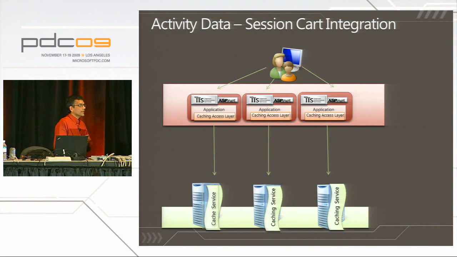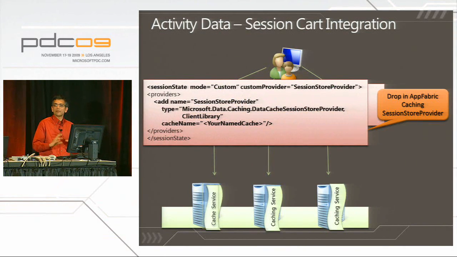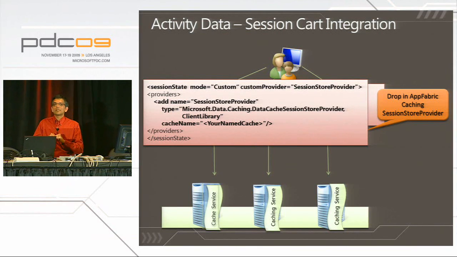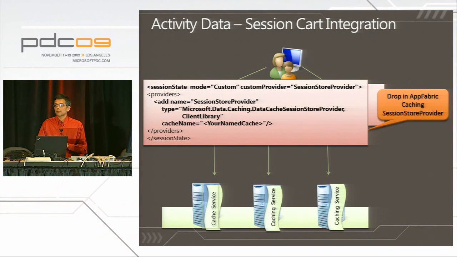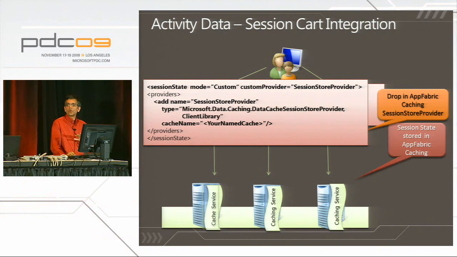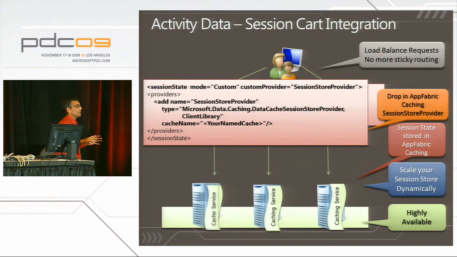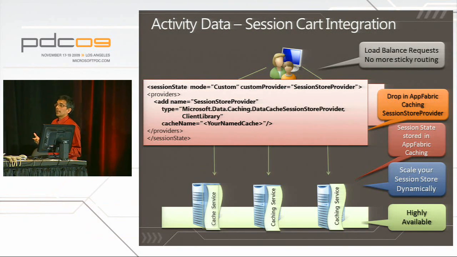So what we have done is a very simple integration to ASP.NET, because ASP.NET makes it a provider model for the session store. So you can actually just drop in a configuration into the ASP.NET web.config that says use Velocity as a session cache provider. And the moment you do that, all your sessions are going to get stored in the Velocity cache servers. So you can scale all your session data beautifully, because if you have a lot of sessions coming in, you can just add more servers. Also, you can make it highly available.